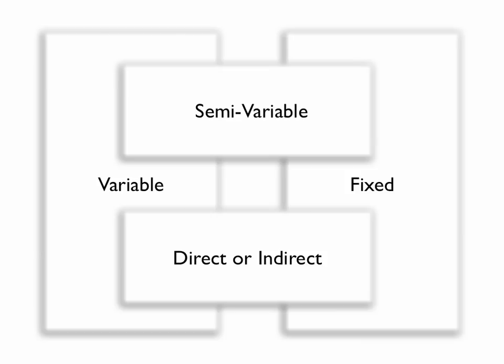In terms of fixed and variable costs, they're classified according to the relationship to production levels, but they can also be direct or indirect. And the last one we haven't talked about is the semi-variable cost, and it contains elements of both fixed and variable costs. Examples of such are electricity and commission.